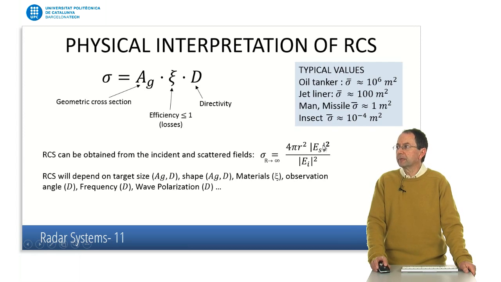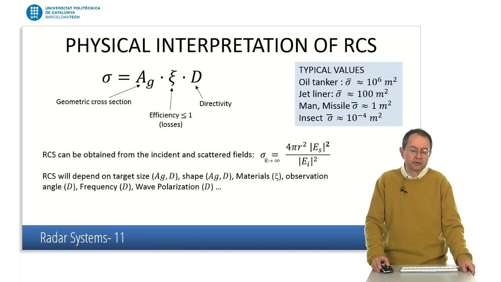Radar cross-section can also be obtained from the ratio between the incident and scattered fields, using this expression here. This is used to measure the radar cross-section of objects, and this parameter, sigma, will depend on the size, which will affect the geometric area parameter. It will affect directivity also. It will depend on the shape, which will also affect directivity mostly. The materials will affect the efficiency. Metals are almost 100% efficient.